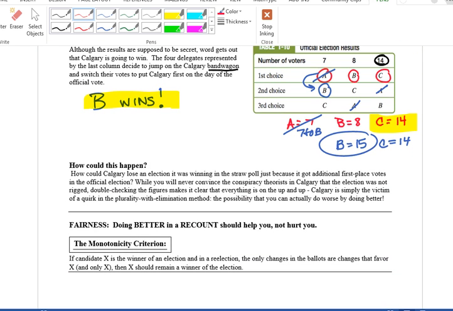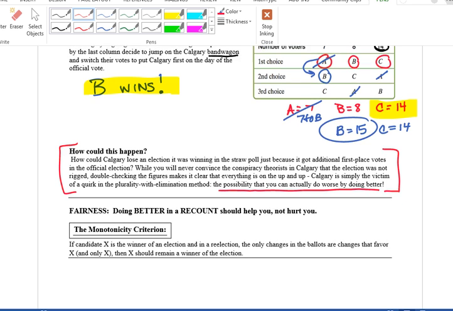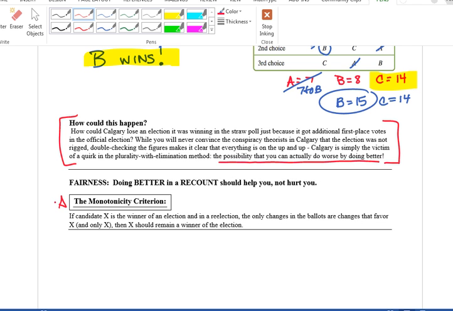It happens because it can cause a different person to be eliminated, so a different person gets extra votes. A lot of people would say that this is completely unfair, that it doesn't make sense that you can actually do worse by doing better. So by getting more people to vote for you, it causes you to lose. This is a fairness criterion we want to make sure that we are looking at anytime we have a recount.